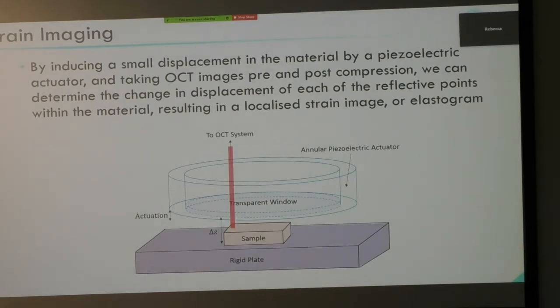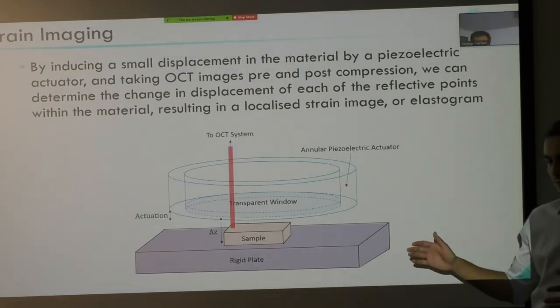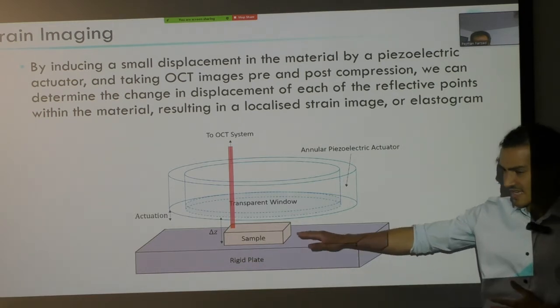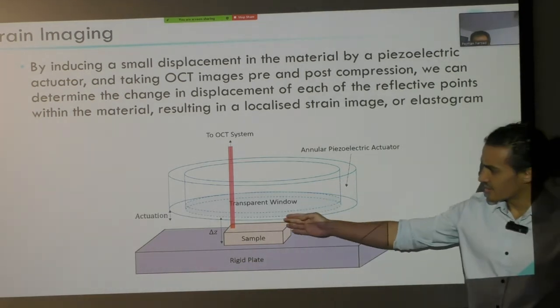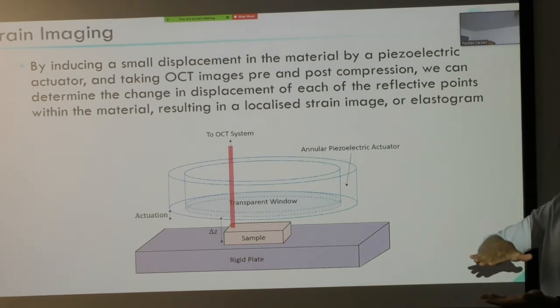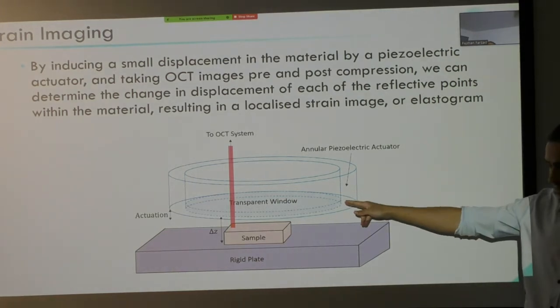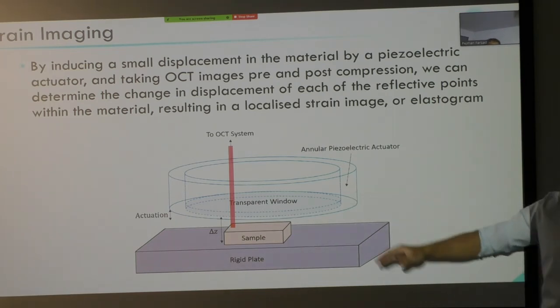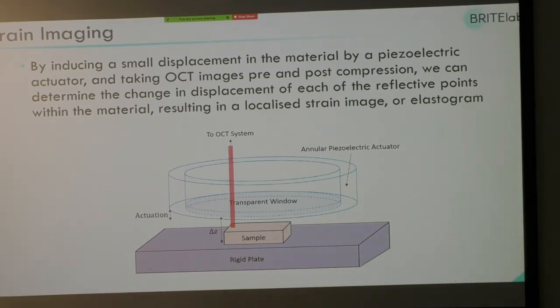So the way that this is done for my project is that we have a rigid plate with a sample on it. This is the beam that goes to the OCT system. There's a transparent window that's placed onto the sample with a small actuation onto the sample, and so we take scans before and after compression to measure the displacement within the sample.